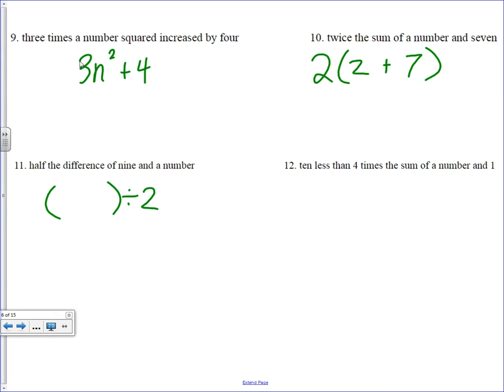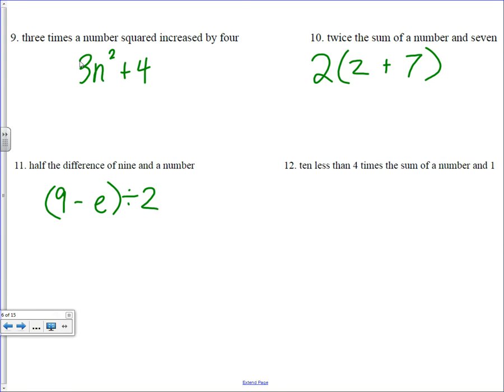And what does difference mean? What am I subtracting? 9 and a number. You guys see how we indicate when to use parentheses and all that?